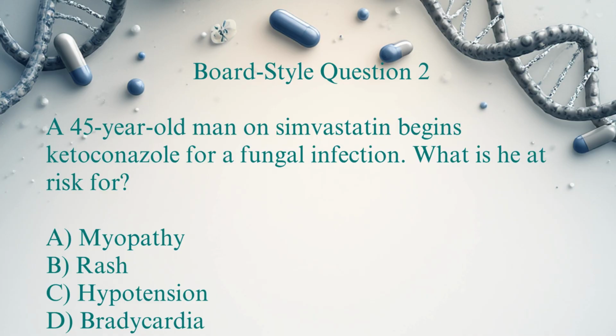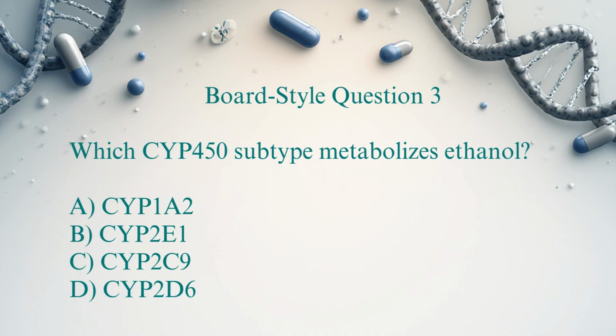Key takeaway. When you see a statin combined with a strong inhibitor like ketoconazole or a macrolide, you should immediately think about muscle toxicity, not just a simple rash or blood pressure change. Next up, board-style question 3. Which CYP450 subtype metabolizes ethanol? A. CYP1A2. B. CYP2E1. C. CYP2C9. D. CYP2D6. The correct answer is B.